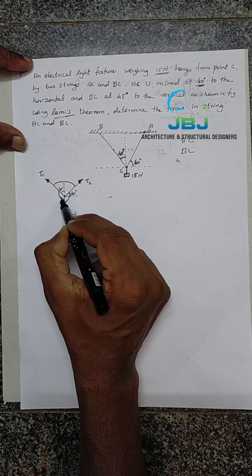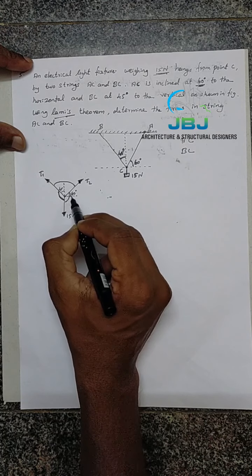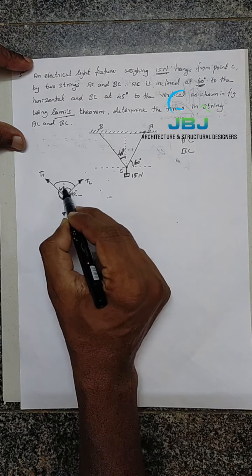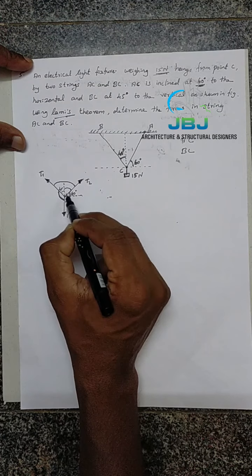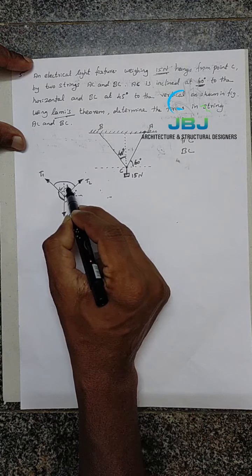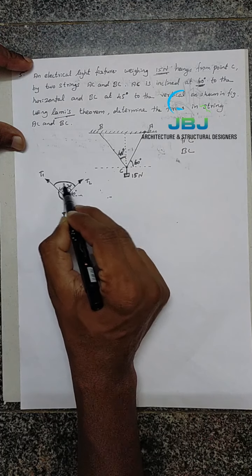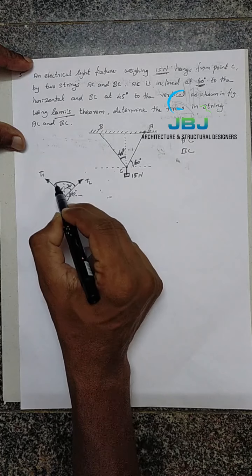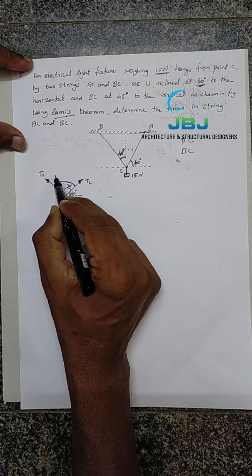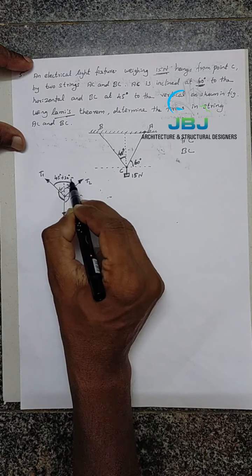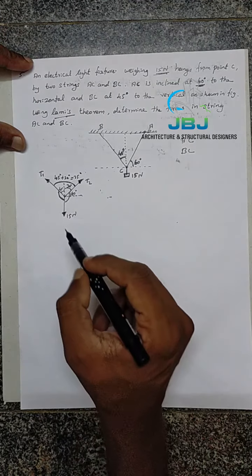How can you find it? Already you know the angle from the horizontal to this string is 60 degrees. What is the remaining angle? This is one quadrant, which totals 90. 90 minus 60 equals 30 degrees. So what is the whole angle between these two strings? From this point to this point, we know 45 degrees plus 30 degrees equals 75 degrees.